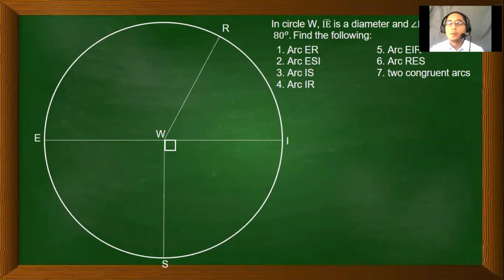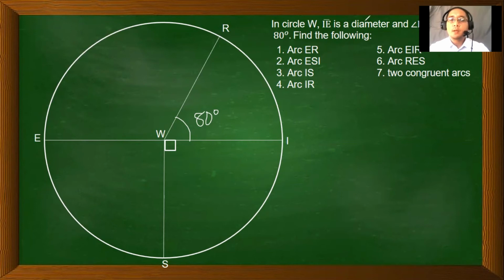First thing you will do is write all the possible given items on the given illustration. So, according to the given illustration and also the statement, IE is a diameter. Therefore, we create a semicircle. Arc EI is a semicircle. Then we have angle IWR is 80, so this is 80 degrees. Now, we are asking for arc ER. What is the measurement of arc ER?